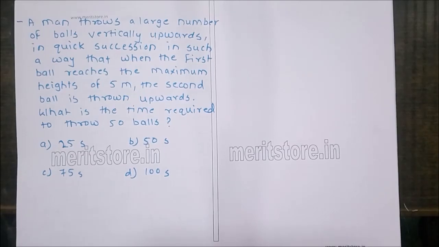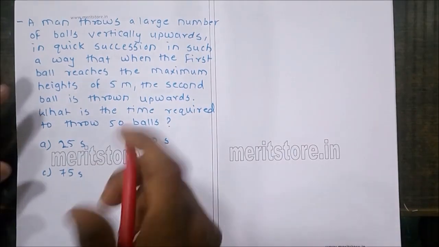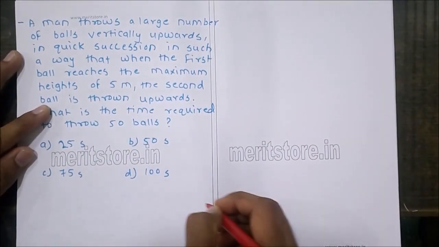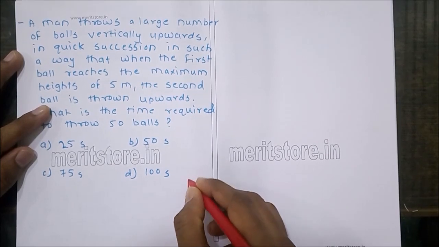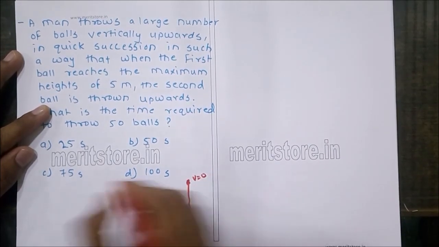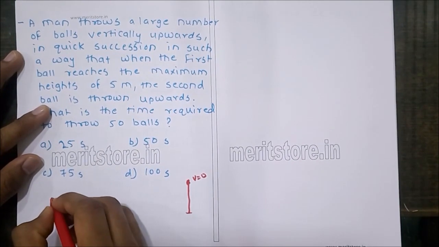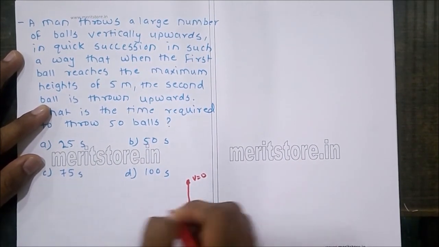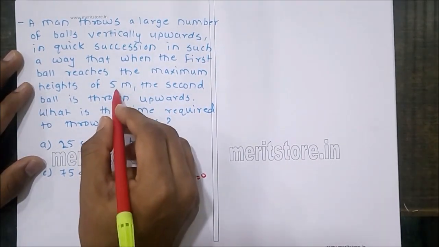A man throws a large number of balls vertically upwards in quick succession in such a way that when the first ball reaches the maximum height of 5 meters, the second ball is thrown upwards. What is the time required to throw 50 balls? The options given are 25 seconds, 50 seconds, 75 seconds and 100 seconds. So when the first ball reaches the maximum height, its velocity becomes 0. So let's find the initial velocity for reaching a height of 5 meters.